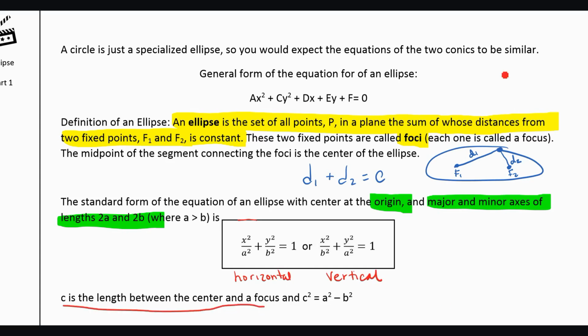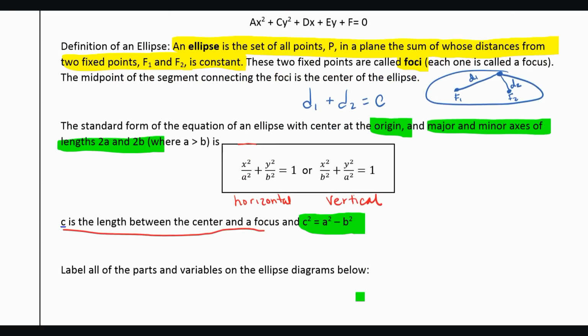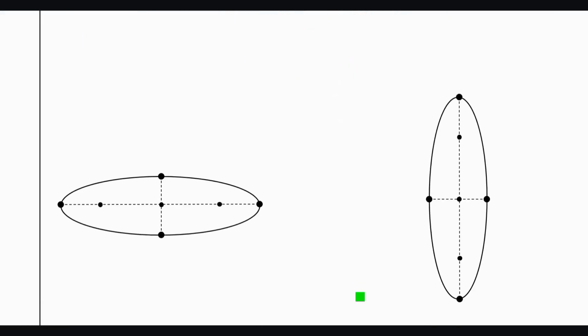Now we have this other really important thing that you need to remember for ellipses, that C squared is always equal to A squared minus B squared. So here we have two ellipses: this is what I'm calling a horizontal ellipse, and this is what I'm calling a vertical ellipse.